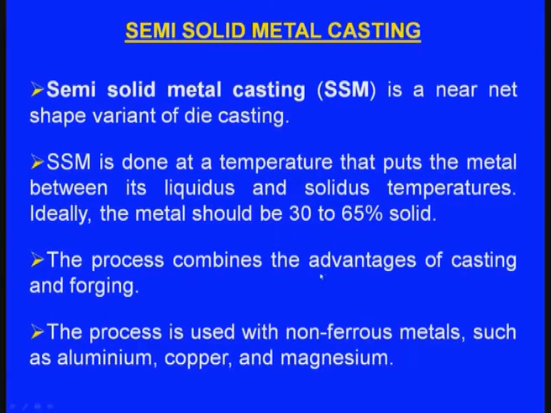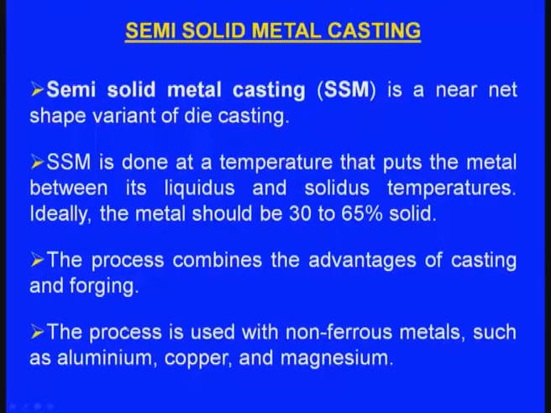The process combines the advantages of casting and forging. The advantage of casting is that we get the required shape very easily because we melt the metal and pour it into a mould. Getting the required shape is very easy in the case of casting, but the mechanical properties may not be very good. Besides this, there will be other problems like shrinkage cavities and so on. Now, in the case of forging, applying pressure or causing deformation to the raw component is very difficult because extensive pressure is required, but we get very good properties.